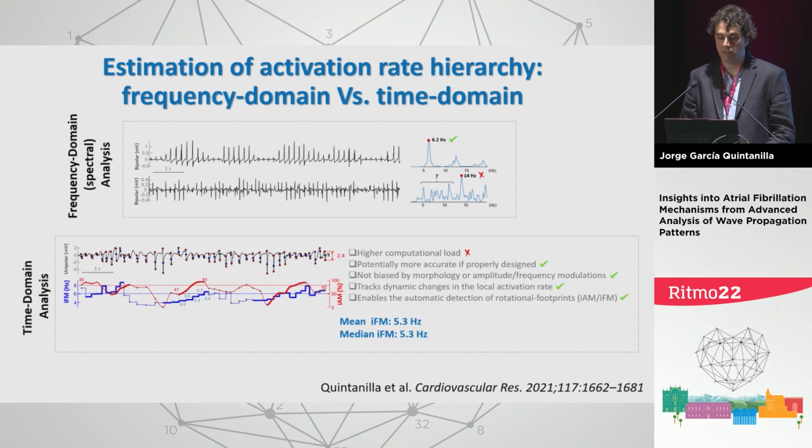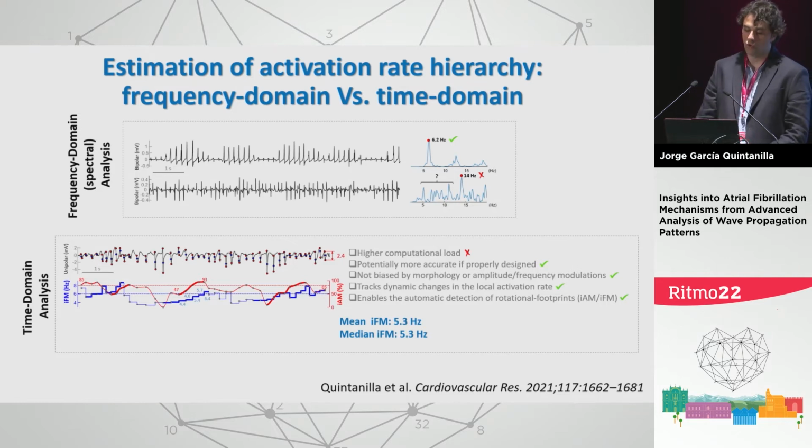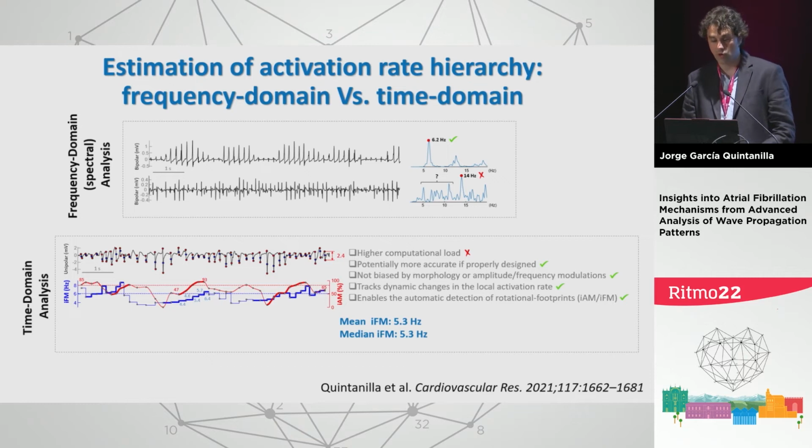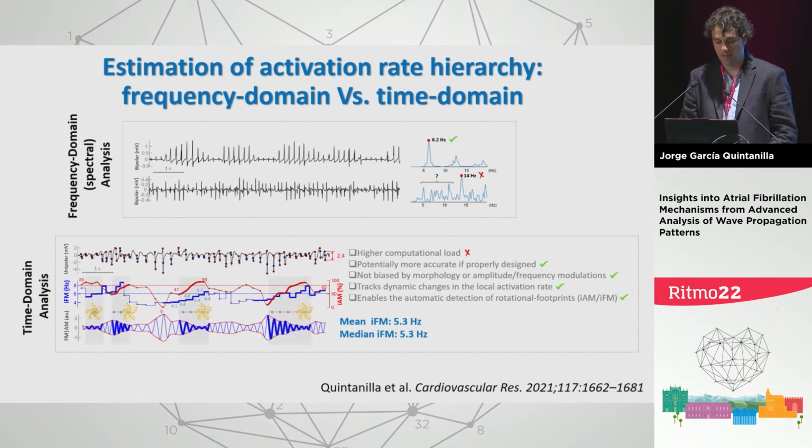Although accurate determination is challenging with complex signals and requires properly designed and robust algorithms that are less computationally efficient than those for determining dominant frequency, these time domain analyses are potentially more accurate than dominant frequency if properly designed. In addition, they are not biased by morphology, amplitude, or frequency modulations. They also enable the tracking of dynamic changes in the local activation rate. And in the case of our IFM-IIM methodology, it also enables the automatic detection of rotational footprints, as I explained earlier.